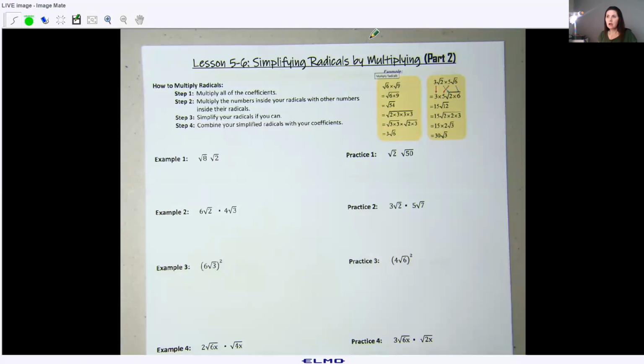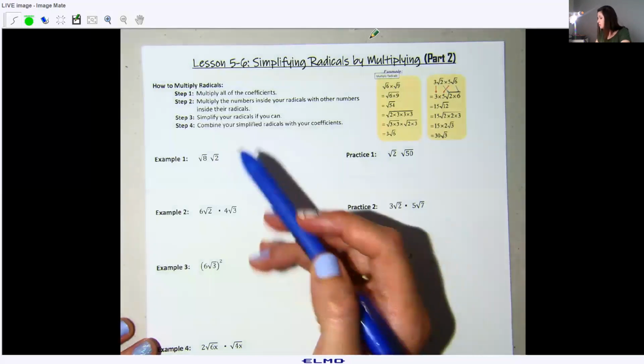multiplying radicals. It does not matter if your radicand is the same or if it's different. So let's go ahead and get started on this first page.